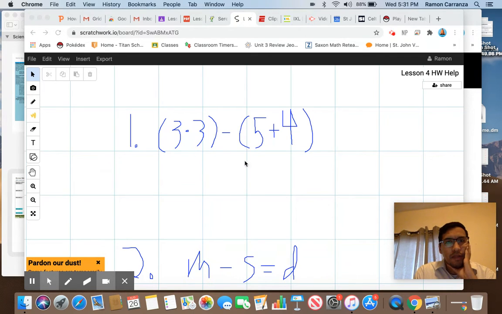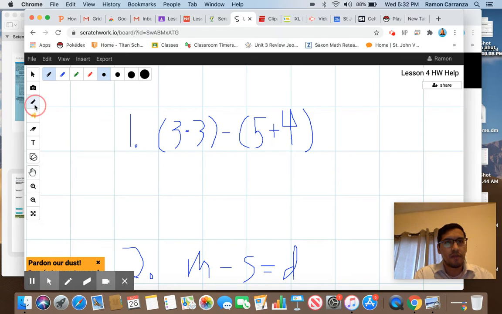For this one we have the sum of 5 and 4, which is being subtracted from the product of 3 and 3. And we want to figure out what the difference is going to be. So first things first, you're going to resolve 5 plus 4 and get your sum. And then you're going to evaluate 3 times 3 and get your product. And whatever you get from those two, you're going to then subtract, and that's going to give you the difference between these two expressions.